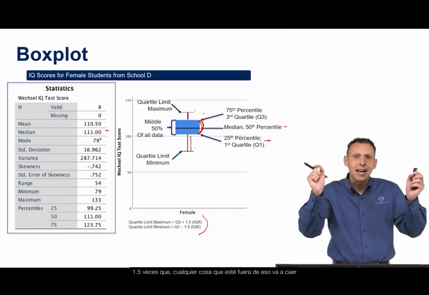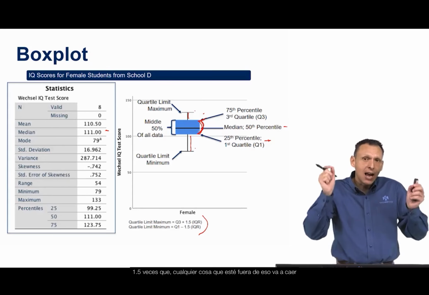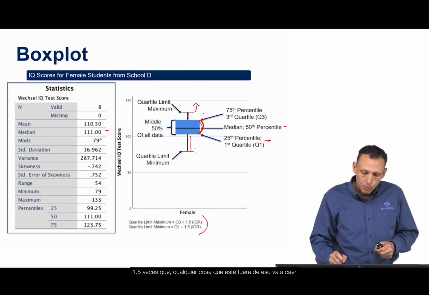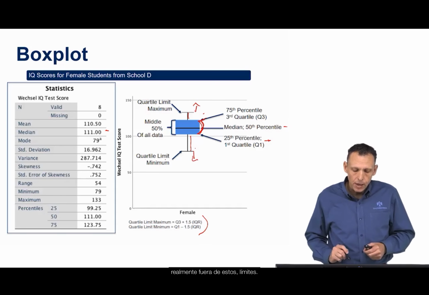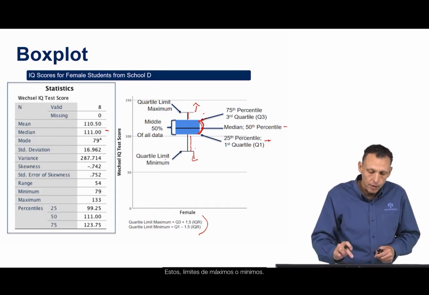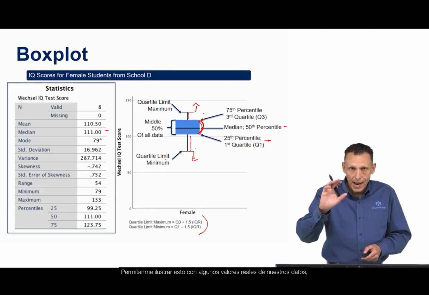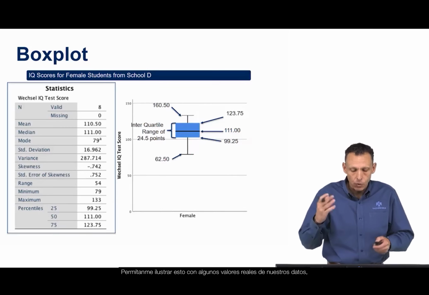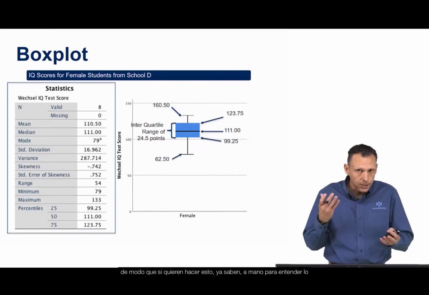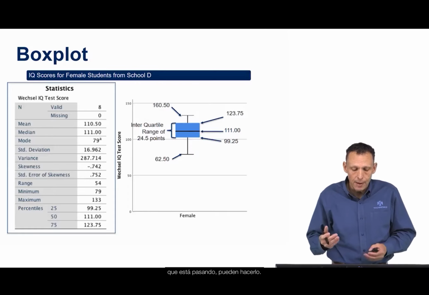1.5 times that. Anything that's outside of that is going to be falling outside of these limits, either limits of maximums or minimums. Let me illustrate this with some actual values from our data so that if you want to do this by hand to understand what's going on, you can do that.